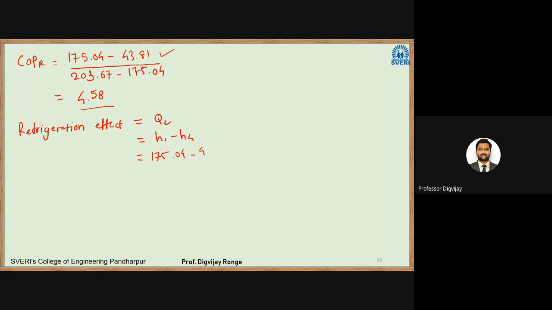175.04 minus 43.81. This will be equal to 131.23. I think this will be correct. Kilojoule per kg. Okay, so this is your first answer, answer 1. This is your answer 2.